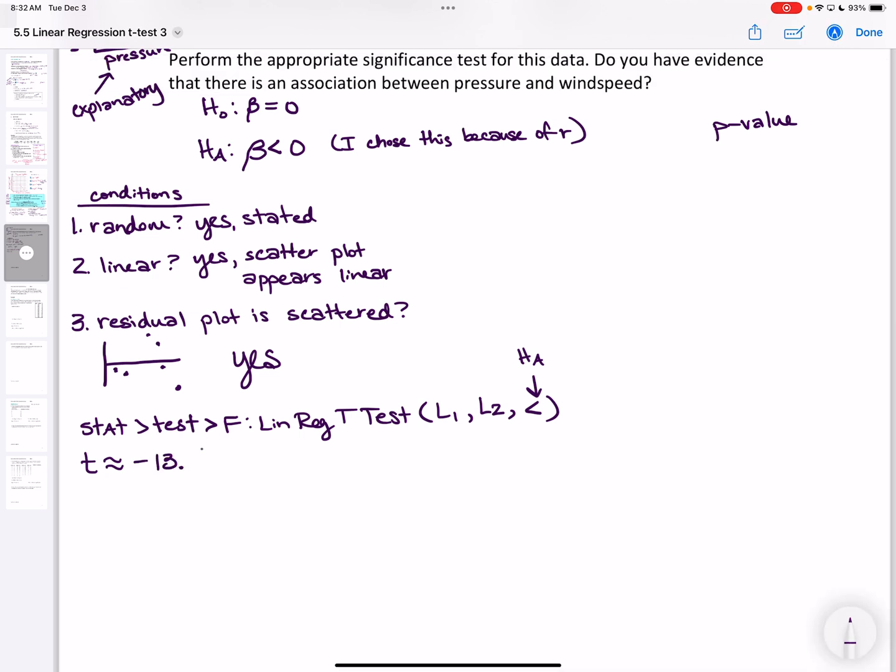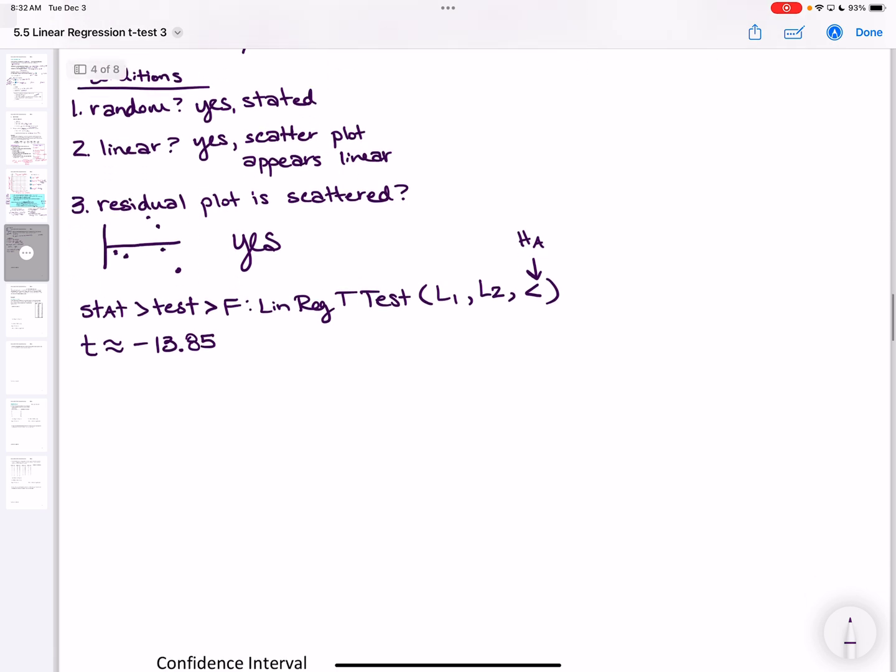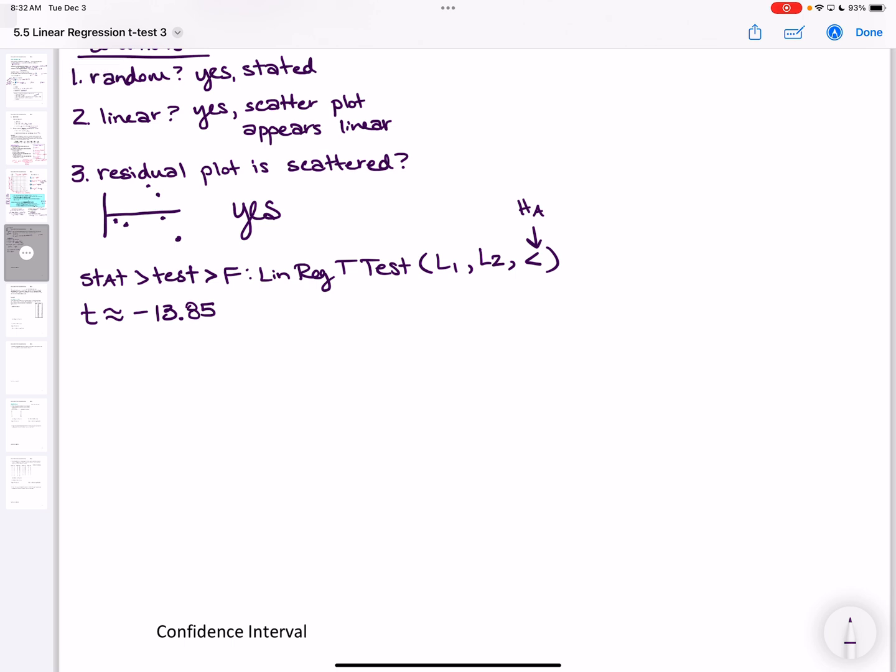-13.85, which is crazy. Okay. So this test statistic is a little bit different from previous test statistics. It is a t-value though. When you get a value, it is on the normal curve and it standardizes. That would be t is 0. So if you get negative 13.85, look how far away that is.